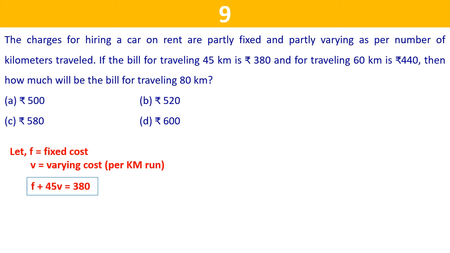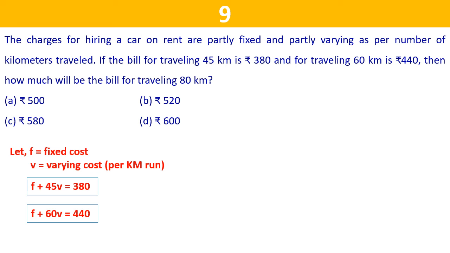So 380 rupees is the bill for traveling 45 kilometers. So fixed cost F plus 45 kilometer he has traveled. So 45 multiplied by V is equal to 380. Similarly, how the second equation will be? If he is traveling 60 kilometer, the bill amount is 440. So it will be F plus 60V equal to 440. This is your second equation.